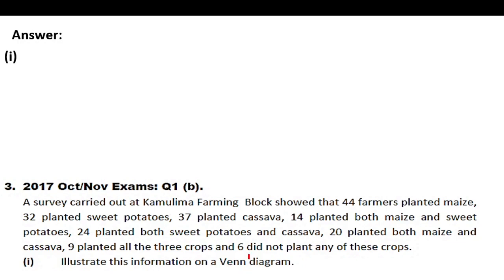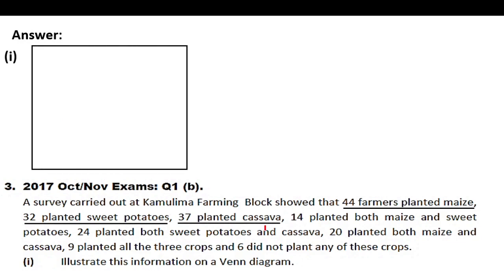The first thing you do when drawing a Venn diagram is to draw the universal set. All right, so let's first underline the information. 44 farmers planted what? Maize. 32 planted sweet potatoes. 37 planted cassava. All right, then we outline the Venn diagram as shown.